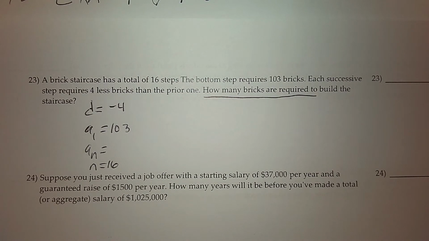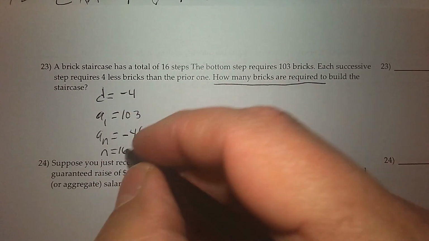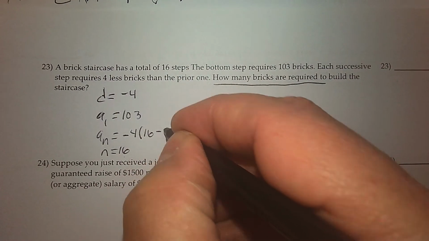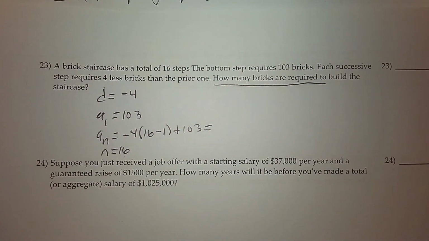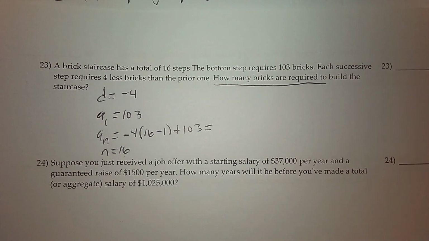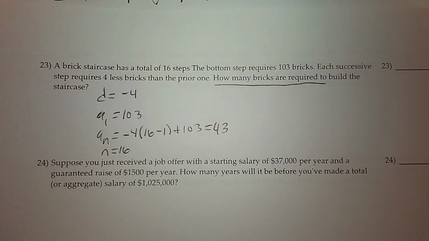Okay, so if you haven't done so, can you find out how many bricks are in the last row? The 16th row, how many bricks? So what number should I start with? My n is 16, and then how many bricks were in the first row again? 103. All right, solve it. How many bricks are in the last one? I'll do it too. I got 43 bricks on the 16th step.